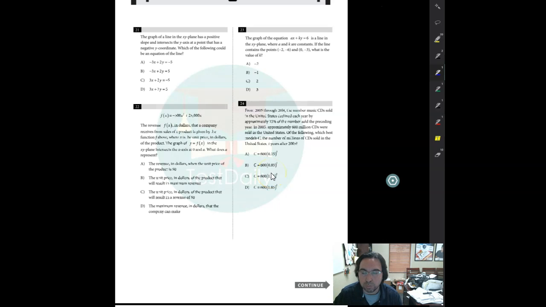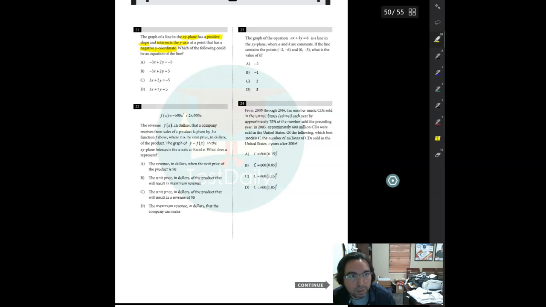Okay, let's look at number 21 that we have here. We see we got a coordinate geometry question. We see something talking about the XY plane. So that's usually going to indicate we're talking about coordinate geometry things. And the other thing it's telling us is it has a positive slope and intersects the y-axis at a point that has a negative y coordinate.